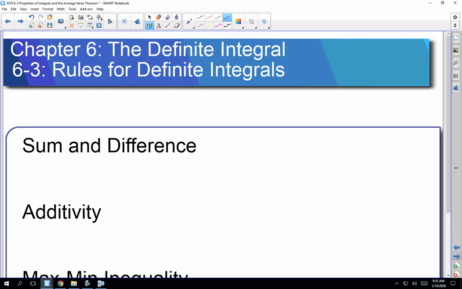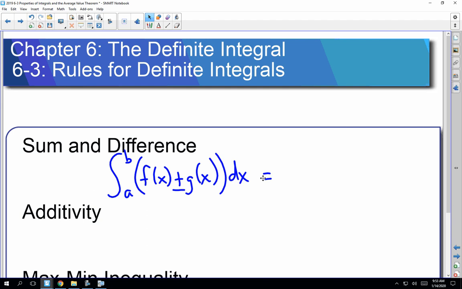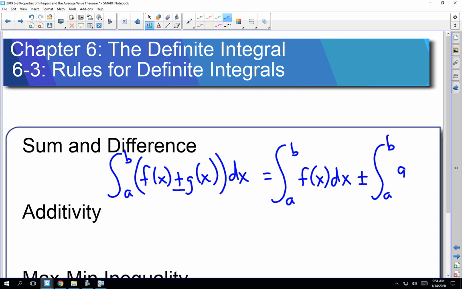So sum and difference says the integral from a to b of f of x plus or minus g of x dx, we'll go ahead and combine them together. The integral from a to b of f of x plus or minus g of x dx is equal to the integral from a to b of f of x dx plus or minus the integral from a to b of g of x dx. That's the sum and difference altogether. So if you have a polynomial function, you can find the integral of each one separately and then add up or subtract the values of each integral.